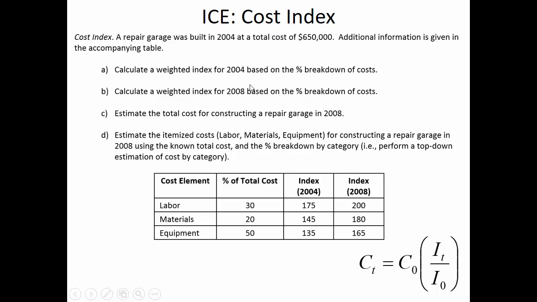So here in this problem, what you're going to do in step A is calculate a weighted index for each of the years that we're interested in, and then use the known cost of $650,000 to come up with an estimated cost in terms of 2008, what it would have been.